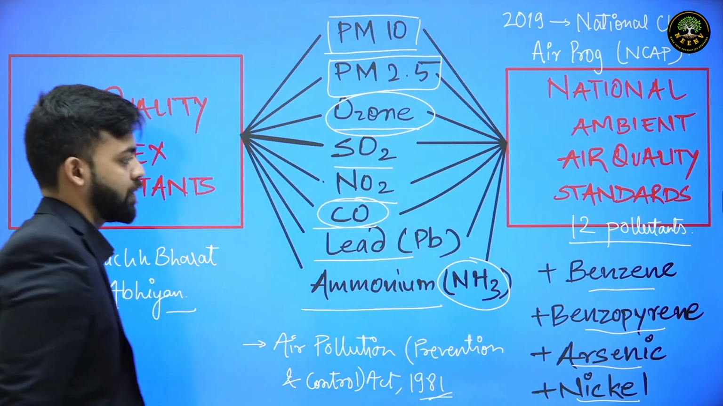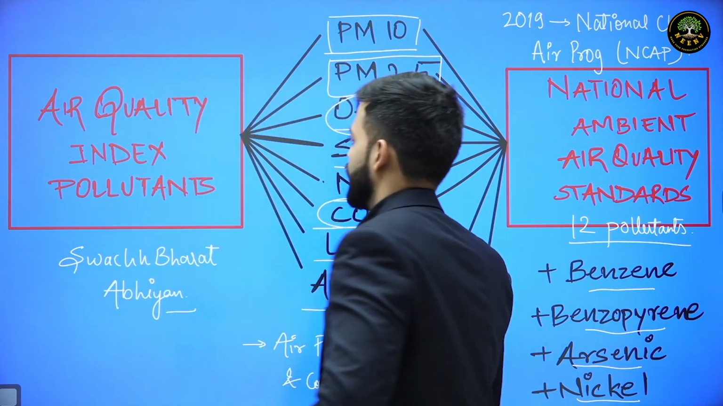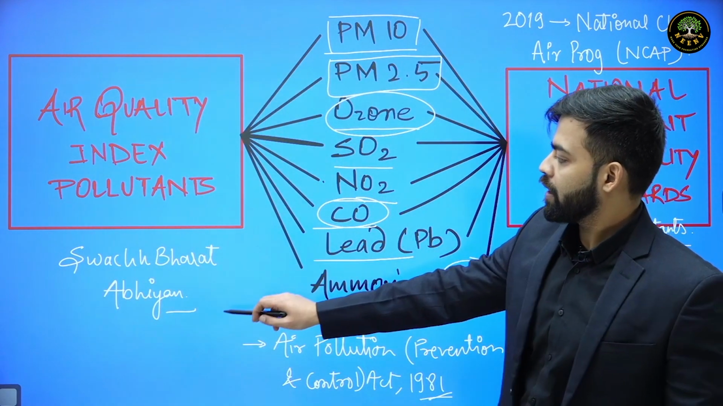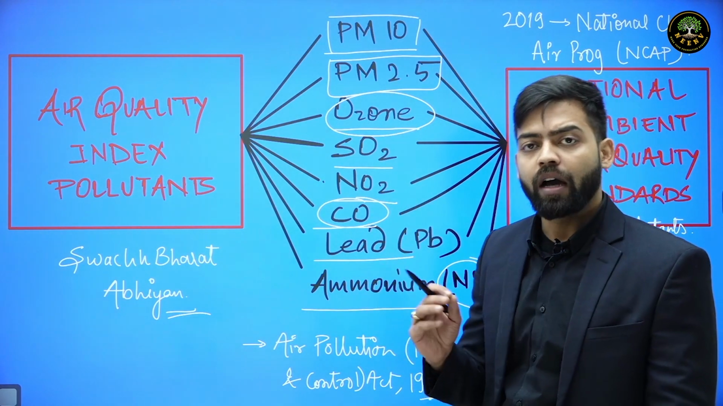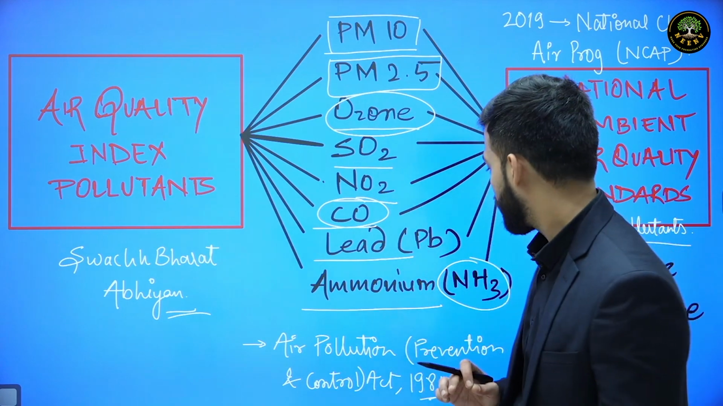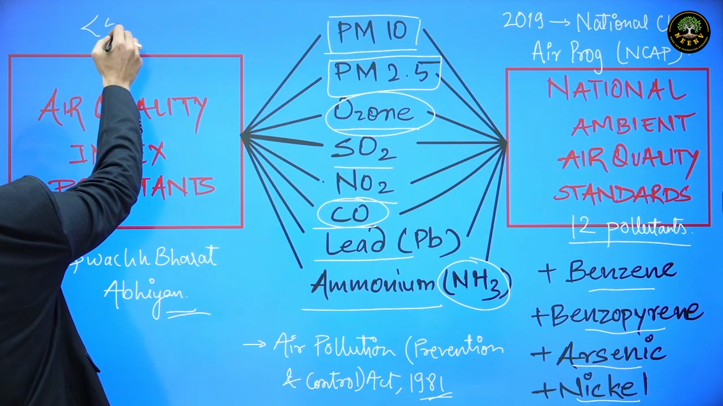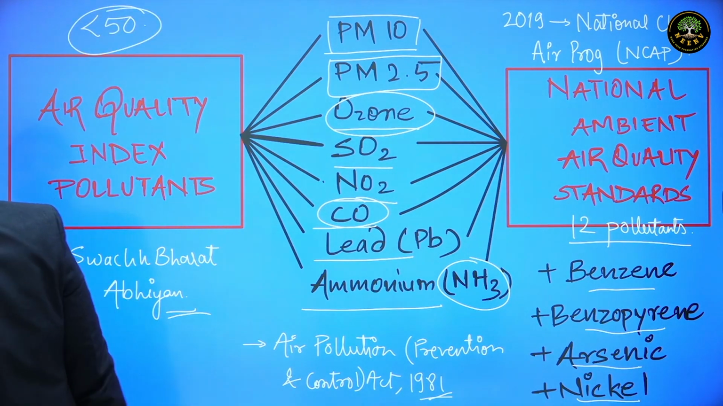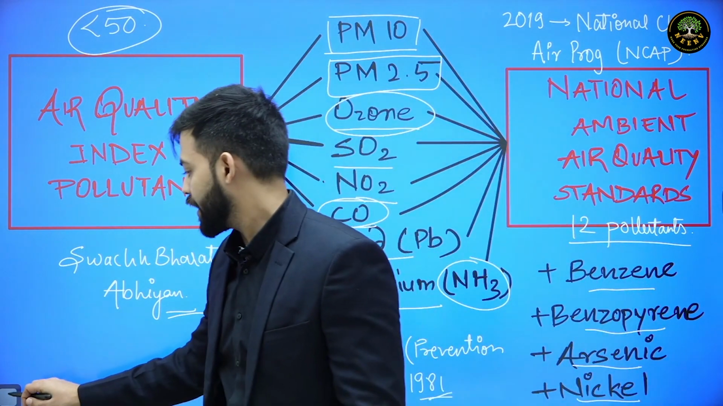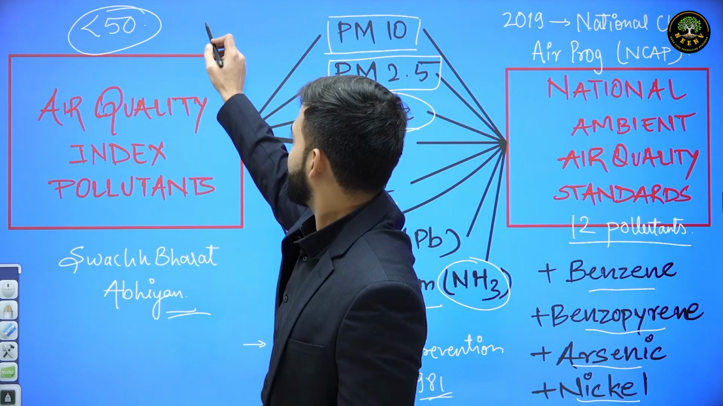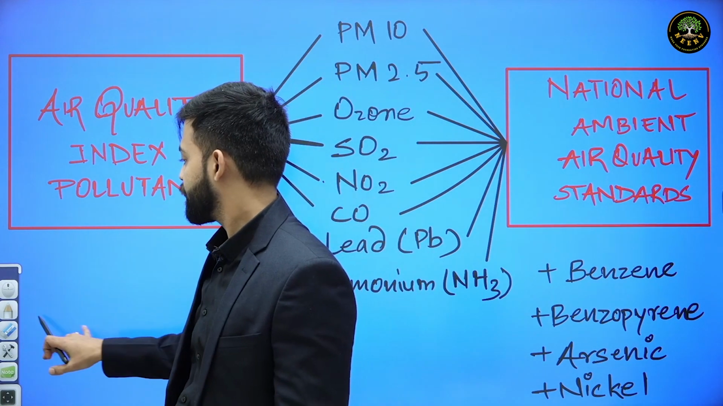So this CPCB notifies these 12 pollutants, and as far as the air quality index is concerned, under Swachh Bharat Abhiyan these 8 pollutants are mentioned, in which carbon dioxide is not a part, methane is also not a part. Also, if the air quality index is below 50, then the city is safe or clean. And if it is above 400, then severe air pollution is there.